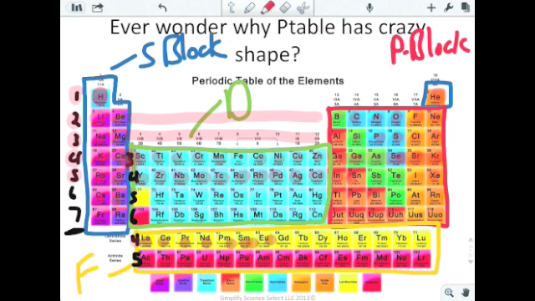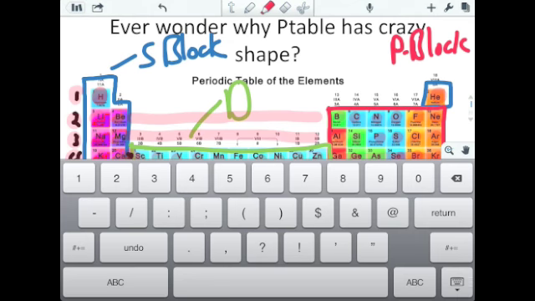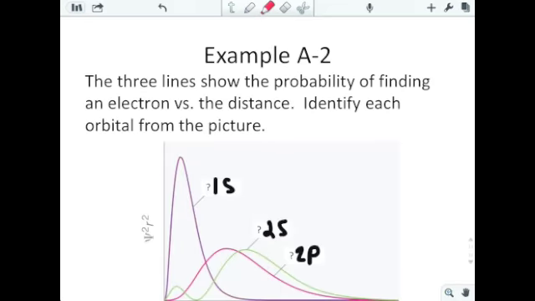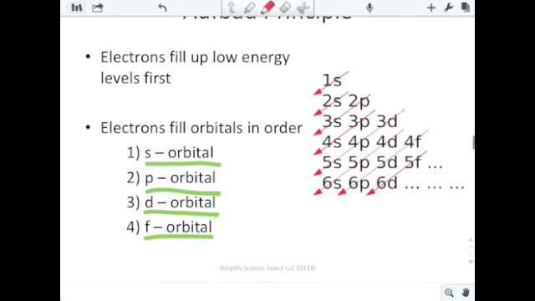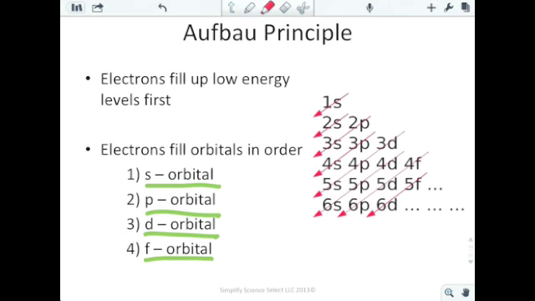The Aufbau principle is just the filling order of electrons, and it starts at the lowest energy level. It starts with your 1s, and it works its way up. Either way you remember it, whether you do the lines or you look at the periodic table, the Aufbau principle is just showing us the order of that.